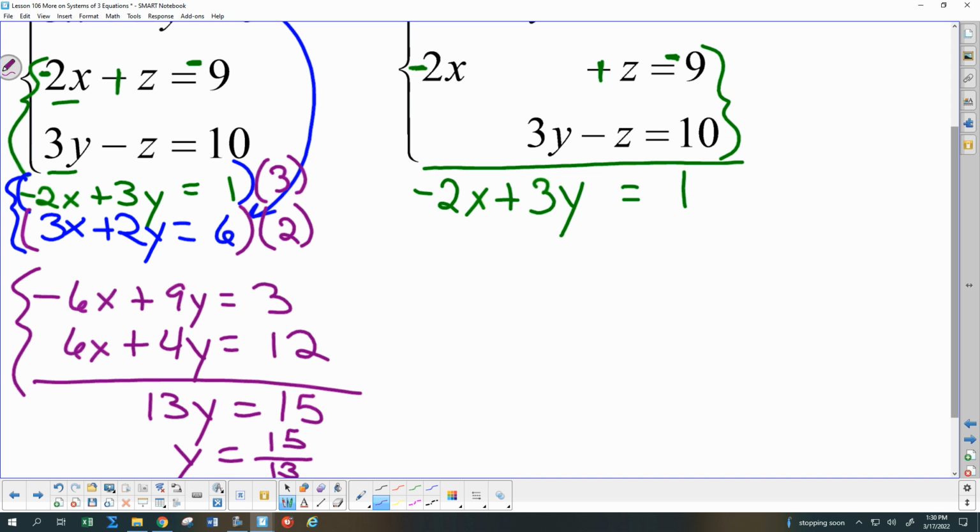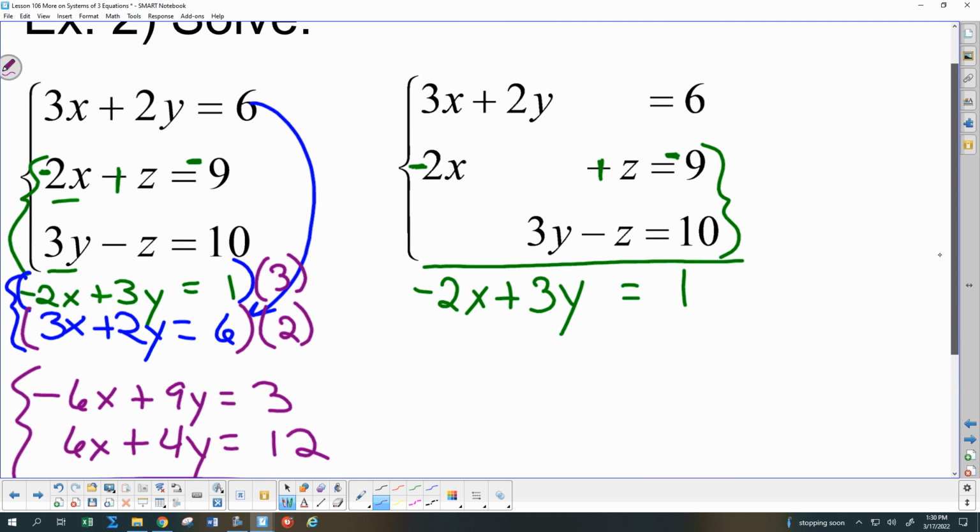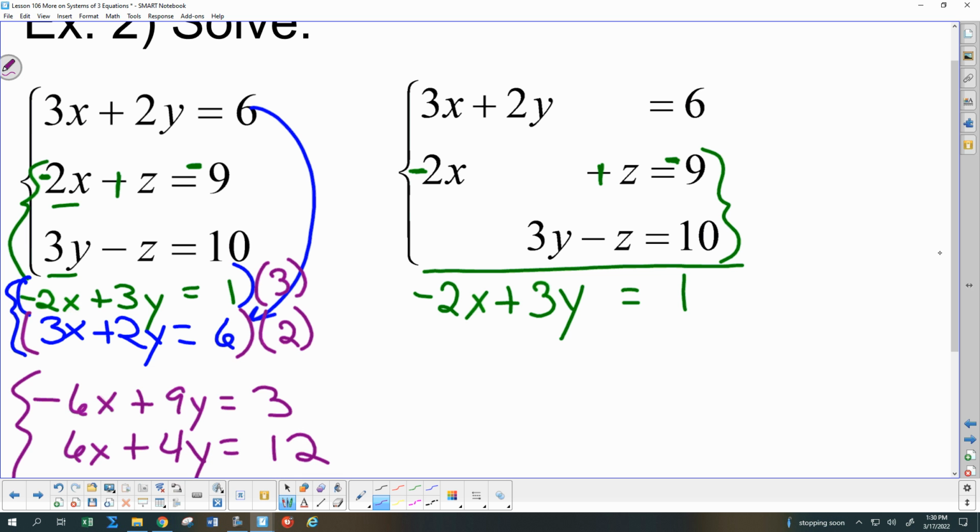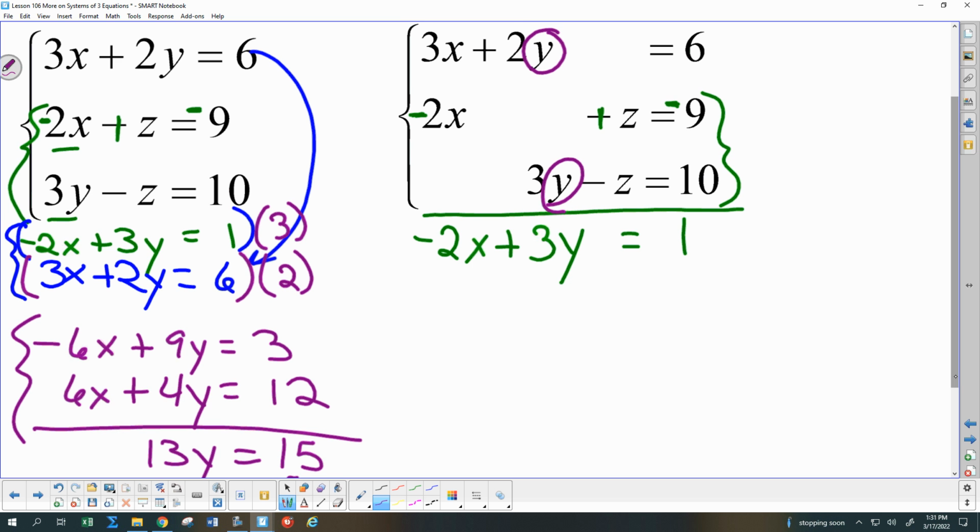Anybody get 15/13ths for y? Did I really do that right? Is that what you guys got? Okay, it's messy. Now I need to look back at my system. I know y is 15/13ths. So I'm looking for places where I can put it. Just because I've marked up my left so much, I think I'll look over here at my right. I could put 15/13ths in for this y, and I could put 15/13ths in for that y, couldn't I? So I've got at least a couple of places where I can put it. And if I put it in the first one, then I can solve for x, and the second one I can solve for z. So that's what I need you guys working on.